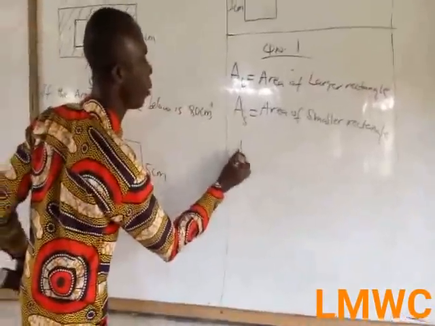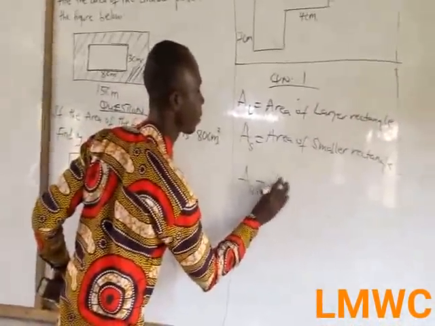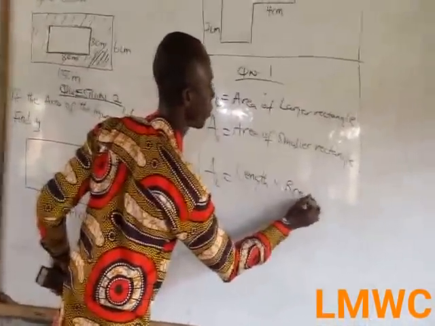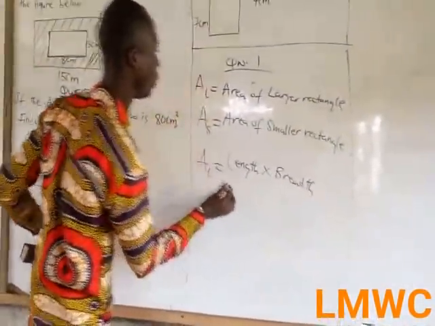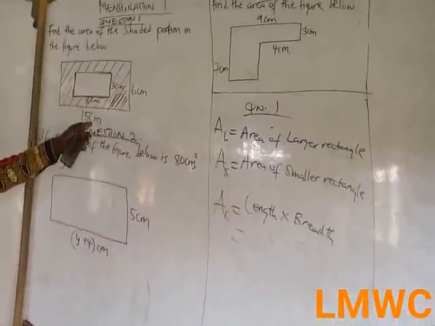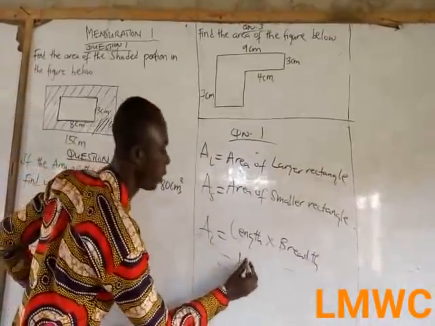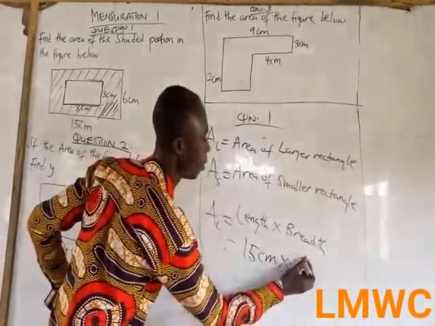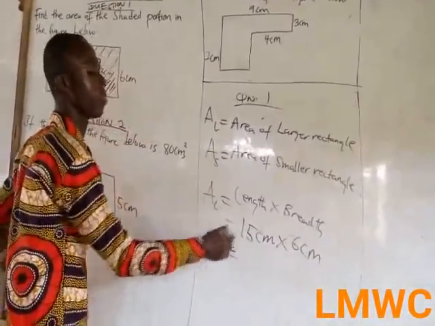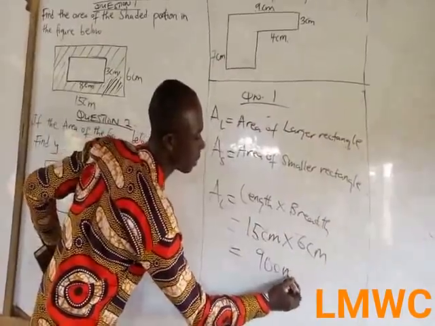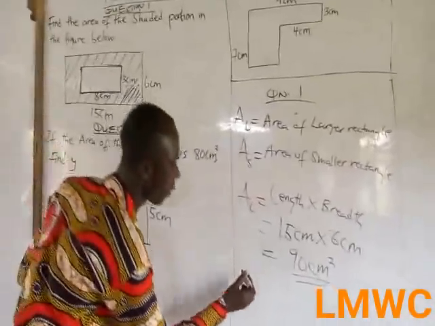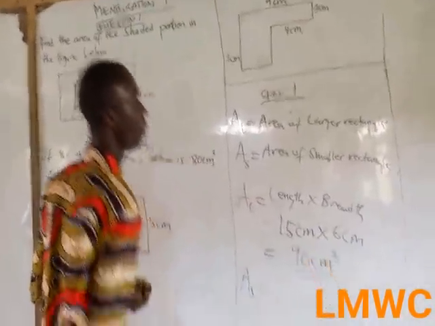So to get the area of the larger rectangle, is length times breadth. What is the length of the larger rectangle? We have 15 centimeters times the breadth, 6 centimeters. So 15 centimeters times 6 centimeters, we have 90 centimeters squared. Let's find the area for the smaller rectangle.